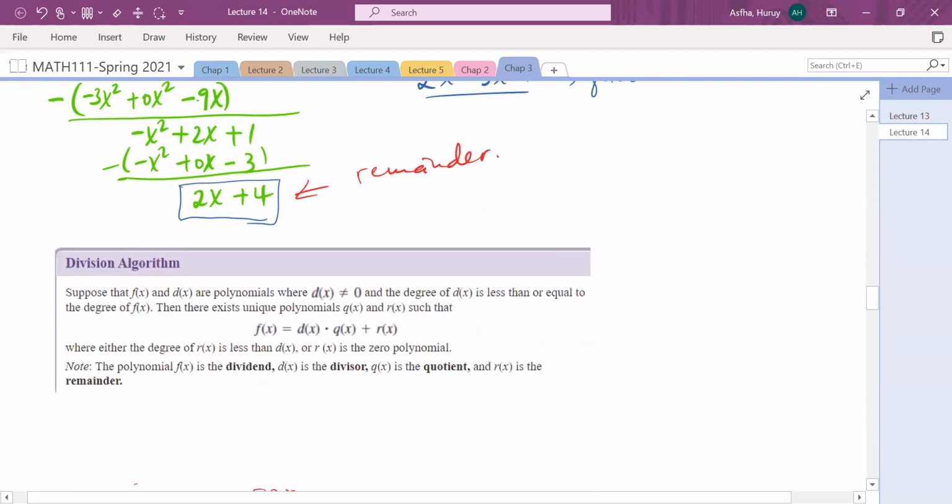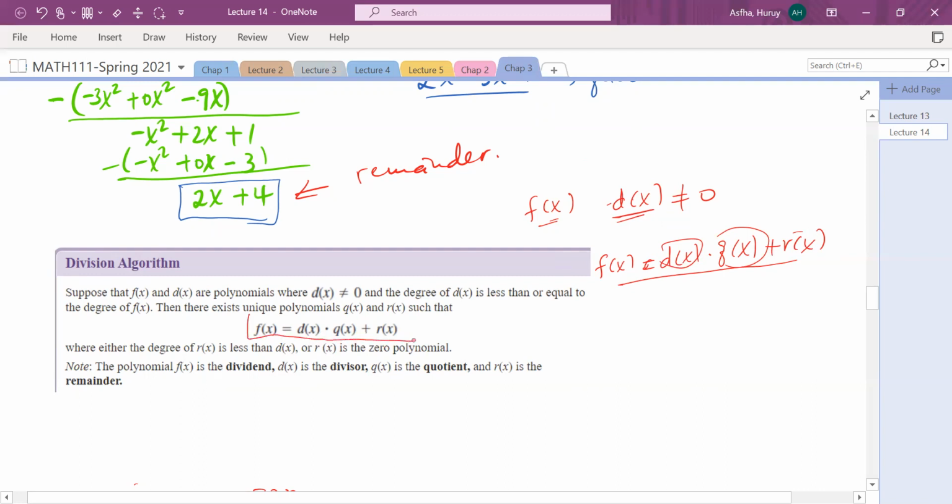Now, next we have the division algorithm. So we start with an example, and now we go to this algorithm. If we have, for example, two polynomials, f of x and d of x, and if d of x is different from 0, and if the degree of d of x is less than or equal to the degree of f of x, then we can divide f by d. And if we can divide it by d, then we can write f of x as d of x times q of x plus r of x. And d of x is the divisor, q of x is the quotient, and r of x is the remainder. This is what we call the division algorithm.